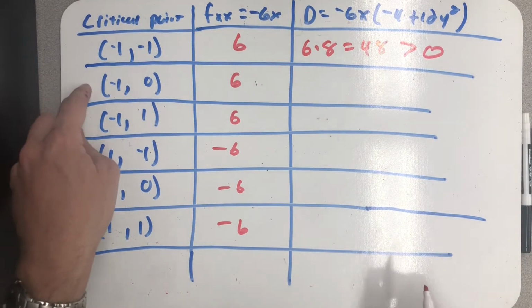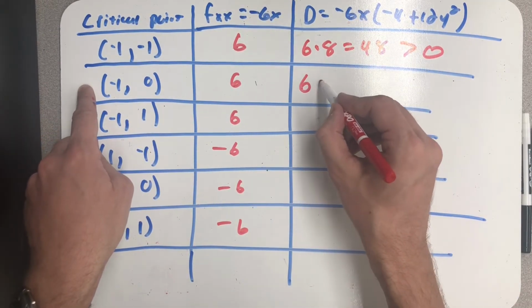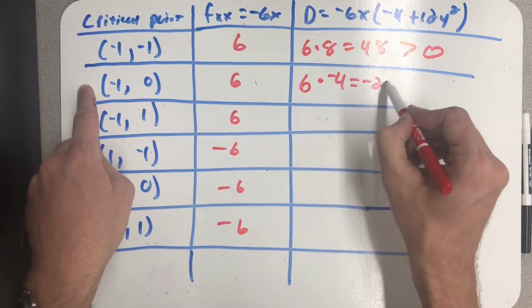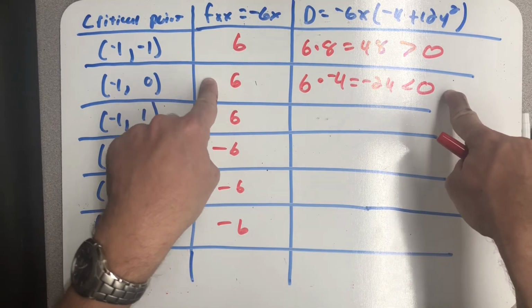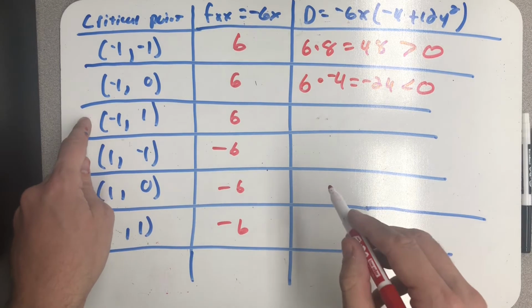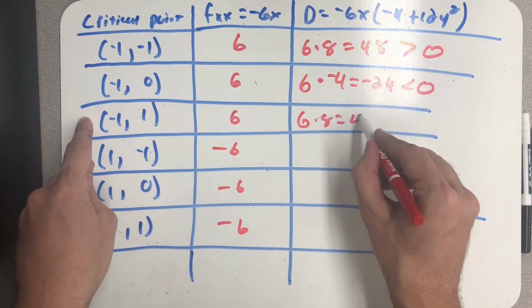All right, so now this one. Minus 1, well, that's going to give me a 6 times minus 4. All right, so I didn't even need to know this value because this is going to be the location of a saddle point. All right, minus 1, positive 1. Well, that's going to give me that 6 times 8 is 48 again.